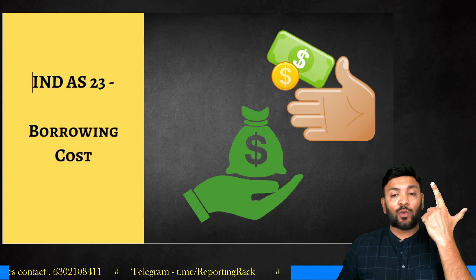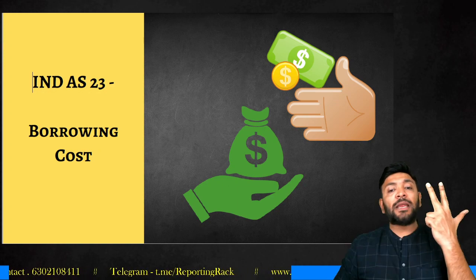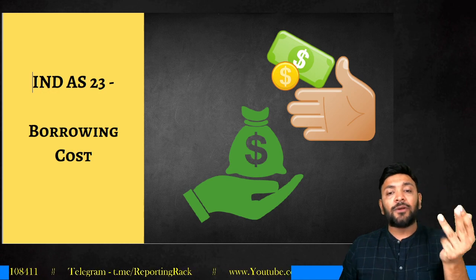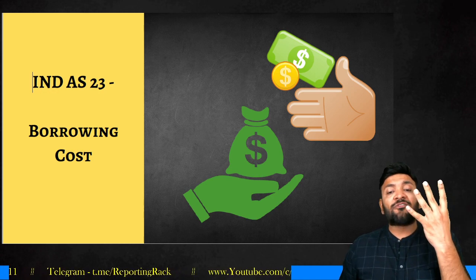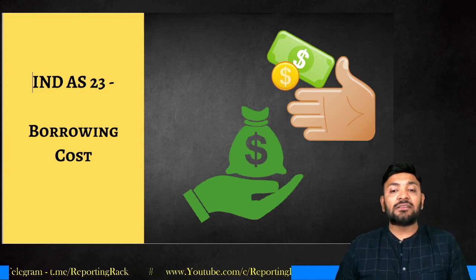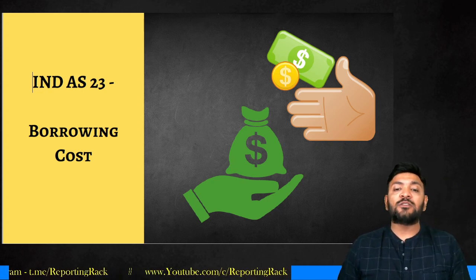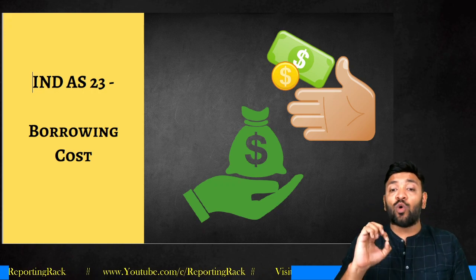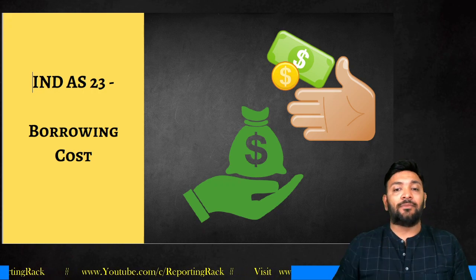Cost incidental to arrangement of borrowing, premium on redemption of debentures or discount on issue of debentures and bonds. Number four is your finance charges under finance lease. Number five is your exchange differences to an extent they can be regarded as borrowing cost. But this definition was what was given under AS 16.